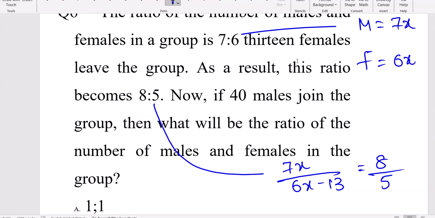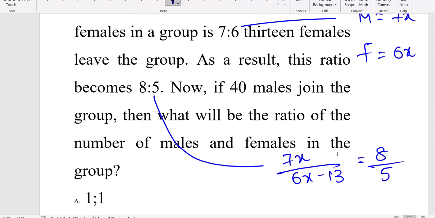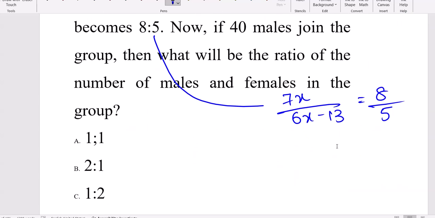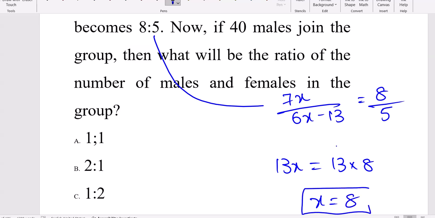Now, after this, you need to find the x value. Then you will get males and females. And then they said 40 are joined, then what will be the scenario? We'll check that. Now see, cross multiply. This is 35x and here it is 48x. The difference of 35 and 48 is 13x, and here this is 13 into 8. So the x value is 8. And this is the thing you need to take care of while taking the exam.